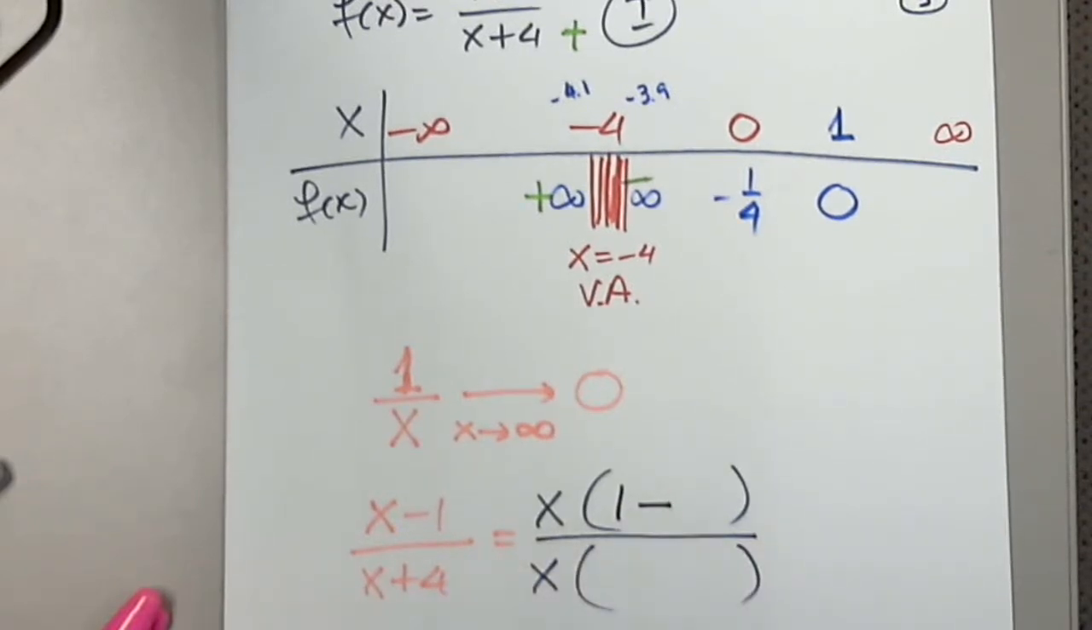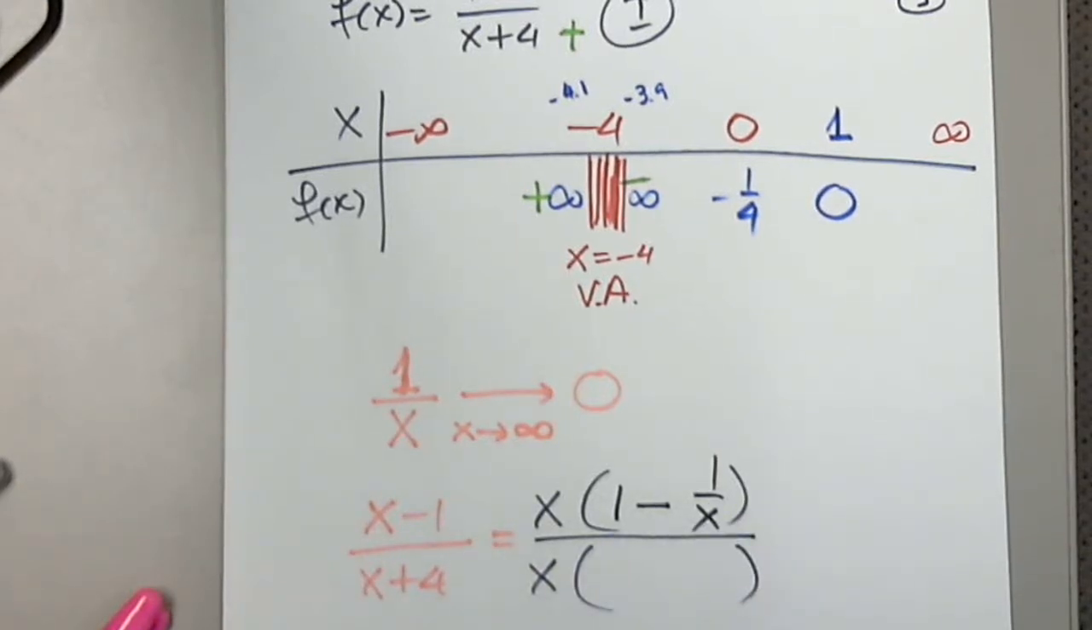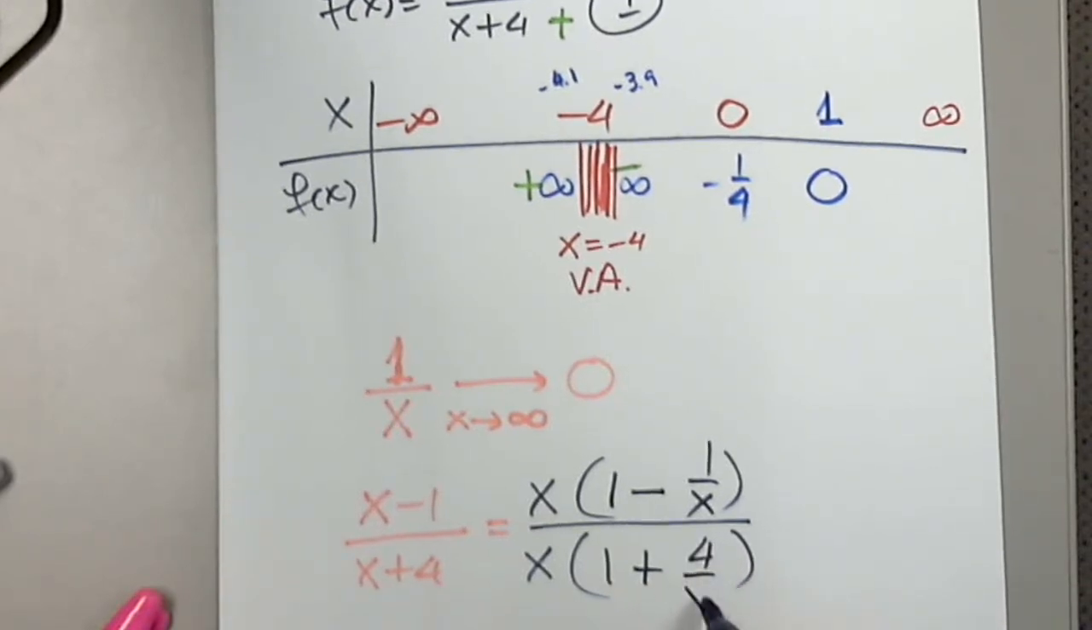So now this quantity multiplied by x has to give me 1. Awesome. Excellent. Please do the same thing for the denominator and tell me what to write. 1 plus 4 over x. Awesome.